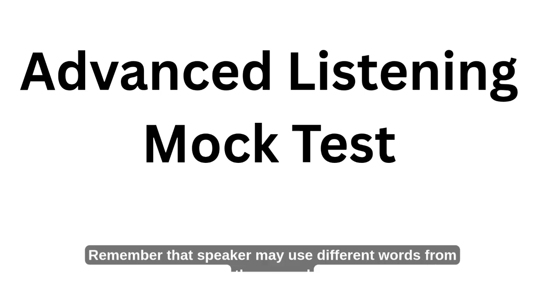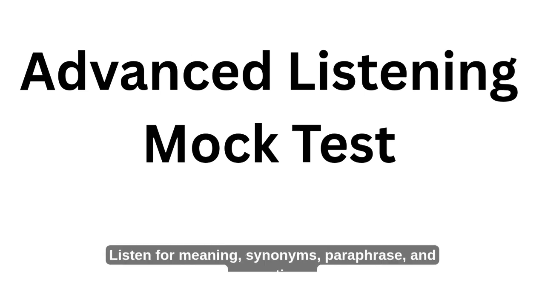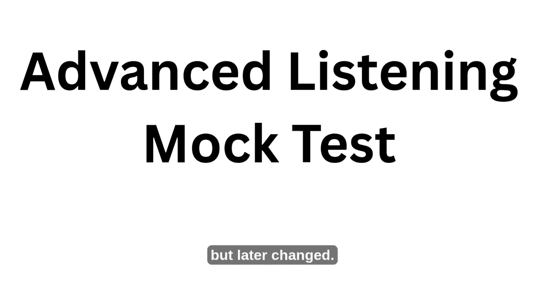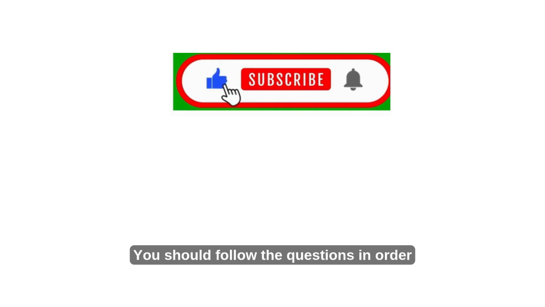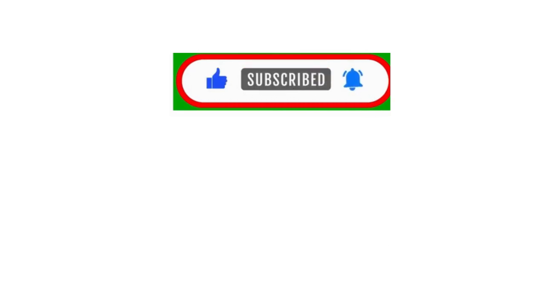Remember that the speaker may use different words from those used in the question. Listen for meaning, synonyms, paraphrase, and corrections. You may also hear information that sounds correct at first, but is later changed. This is called a distractor. You should follow the questions in order and check your spelling carefully.